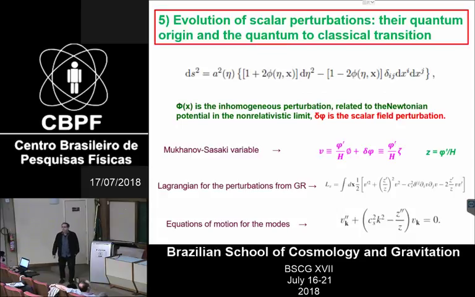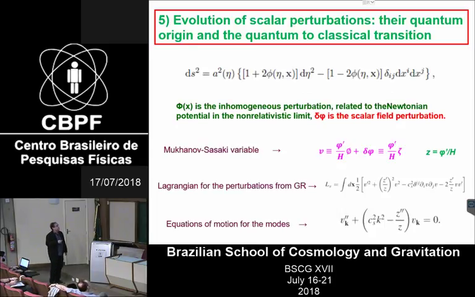So let me continue what I was talking to you about last lecture. I will introduce the subject of quantum cosmological perturbations, and I think Robert will go into detail tomorrow. But I have to talk about this because it's the subject of my talk. I'll try to sketch the main lines, and I'll talk about this very important issue, the quantum to classical transition of these quantum cosmological perturbations.